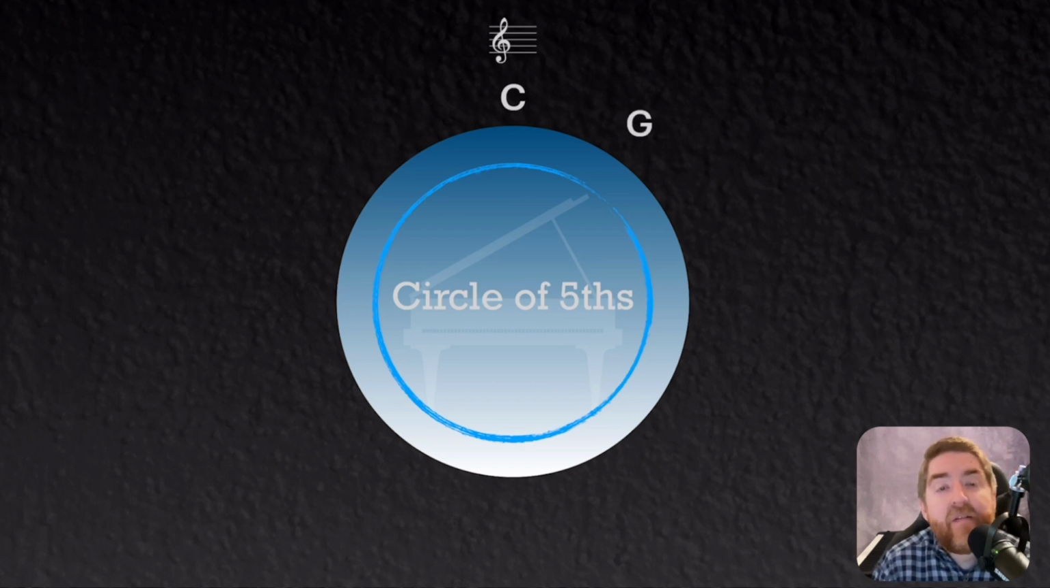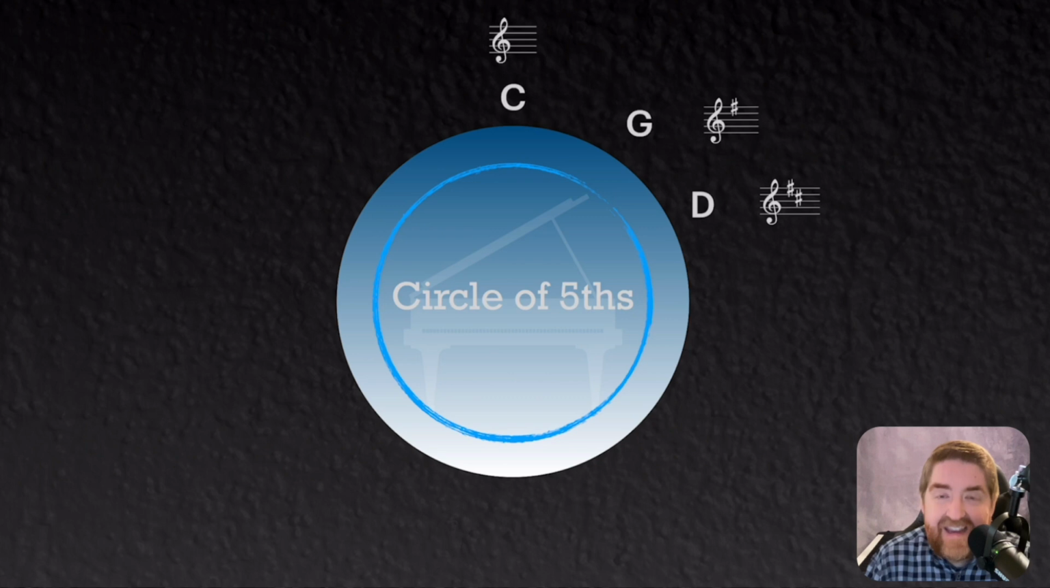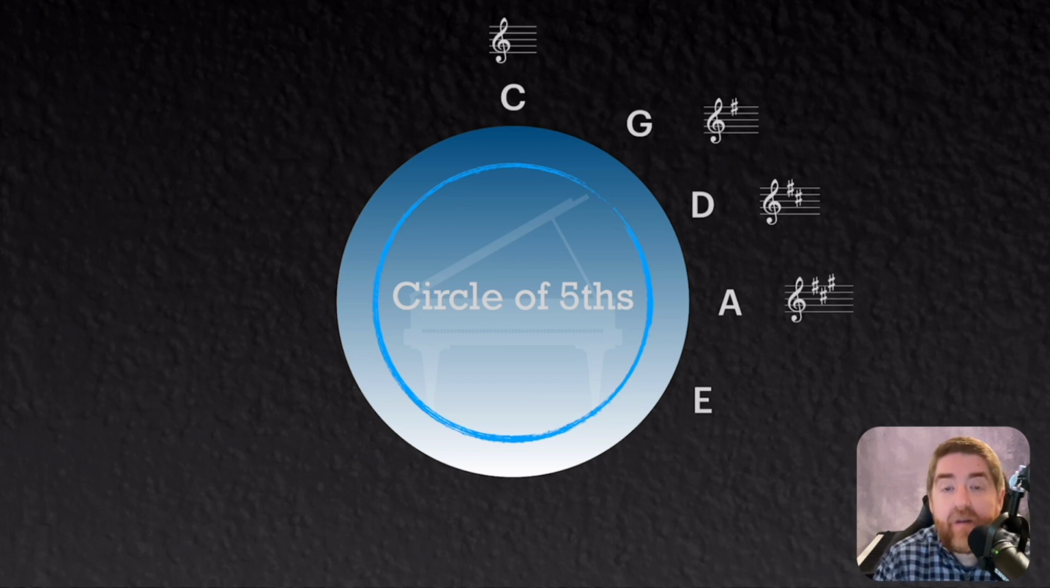And the key of G major has one sharp. Let's keep going. G up a fifth gets us to D. The key of D major has two sharps. I think you're starting to see a pattern here. D up a fifth, we arrive at A that has three sharps. A up a fifth, we get to E, which has four sharps.